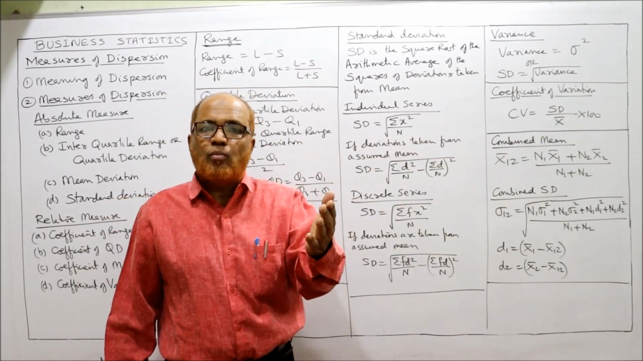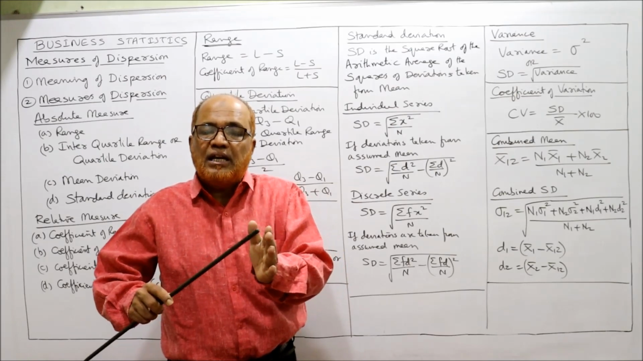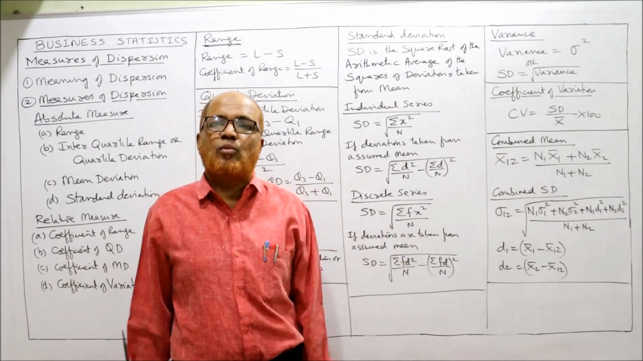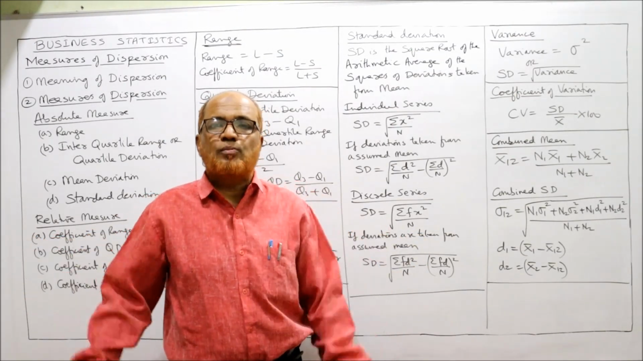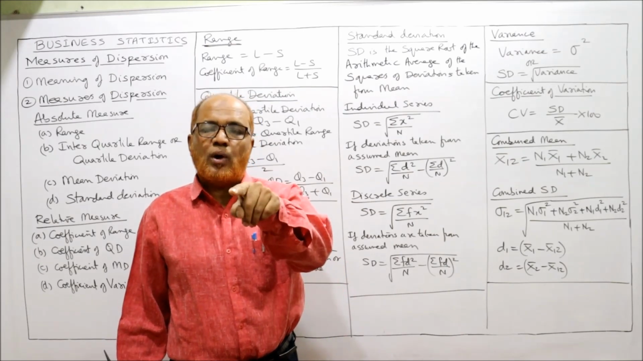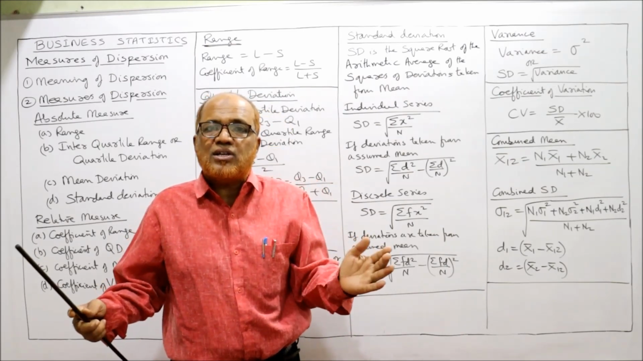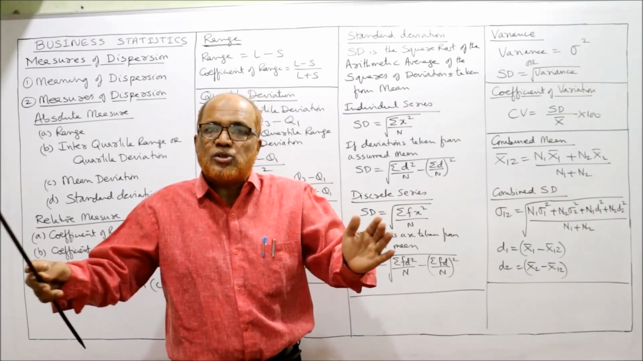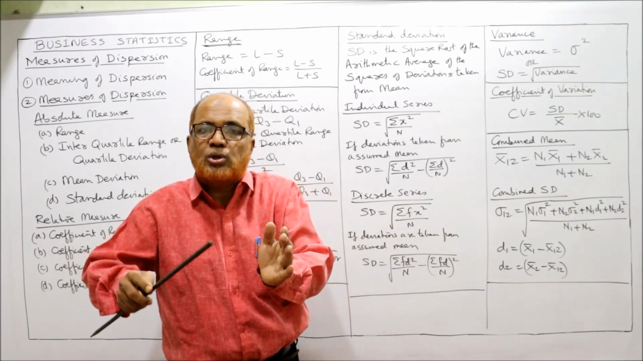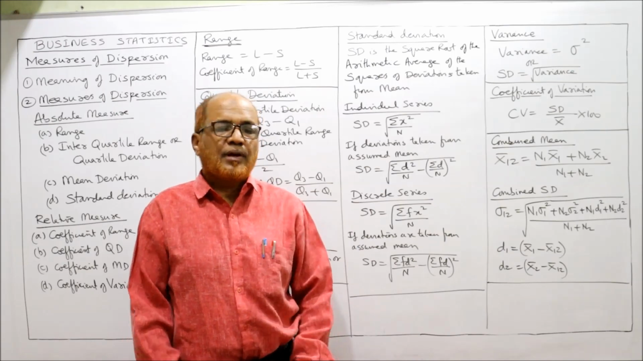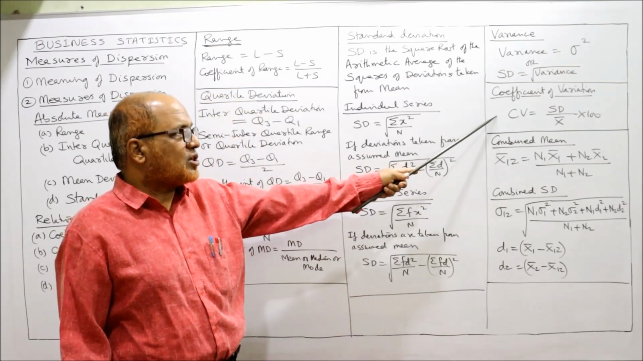If the CV is more, that means the dispersion is more, the variability is more. If the coefficient of variation CV is less, that means the deviations are less, that means all the values are very close to the average value. This is the conclusion regarding coefficient of variation.